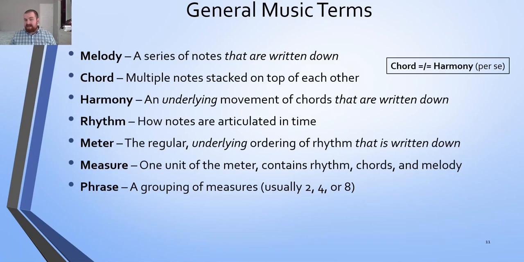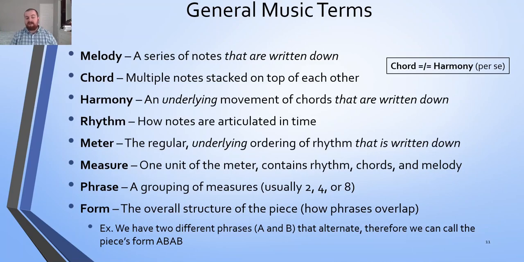And then finally, the biggest overarching thing is what we call the form. Form is the overall structure of the piece. It's how phrases relate to each other, but it also has to do with the underlying written down harmony, meter, and melody. All the written down components of a piece contribute to its form. For instance, if we have an 8-measure phrase that's one melody, and then an 8-measure phrase that's a different melody, and both phrases are 8 measures, we can think of the piece as being 16 bars that has an A-B form. If we double that, it could be a 32-bar piece that has an A-B-A-B form.